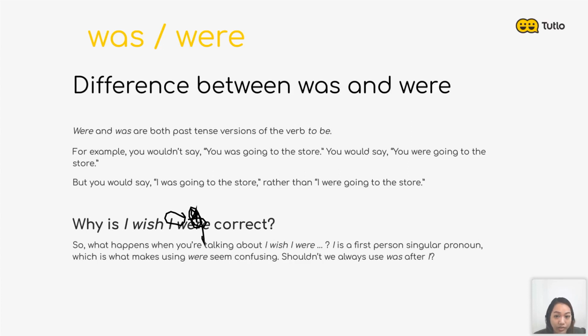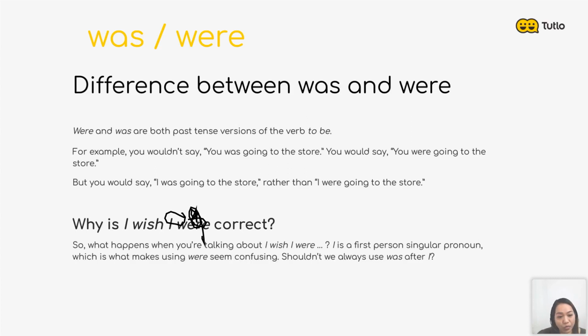Now, we use was, on the other hand, when we're using the first person singular pronoun or the third person singular, such as he or she. Maybe you know that. In past simple form, we use was for singular and were for plural. For example, you wouldn't say you was going to the store. No, this is second person, so you would say you were going to the store. But you would say I was going to the store rather than I were going to the store. You got it? We're good?